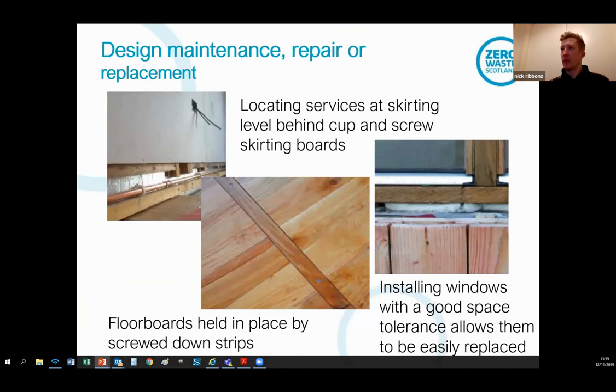So these are some examples of very, very straightforward things. Running the utilities through the skirting board, so that if any repair or maintenance needs to happen, it can just be unscrewed and accessed. Floorboards held in place by screwed tips, so you just unscrew these slots and the floorboards come up, they're not glued down with anything. All that takes is some good fitting. And installing windows. Windows often need to be replaced when the seal breaks, so allowing a little bit of room there allows much easier replacement.